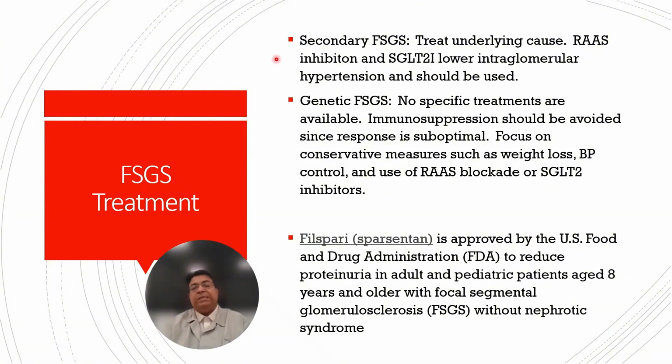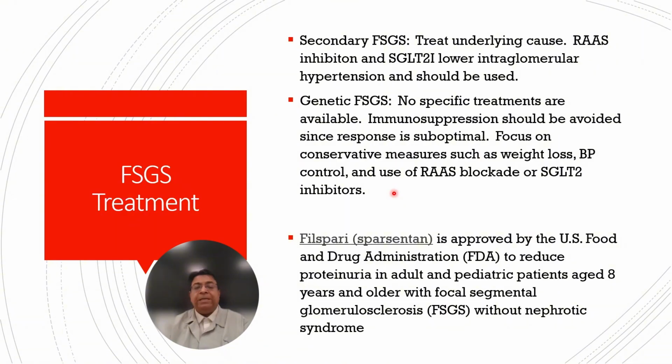Secondary FSGS is treated by treating the underlying cause. RAS inhibition and SGLT2 inhibitors lower intraglomerular hypertension and should be used. Genetic FSGS does not have any specific treatments that are available. Immunosuppression should be avoided since response is suboptimal. One should focus on conservative measures such as weight loss, blood pressure control, and use of RAS blockade or SGLT2 inhibitors.